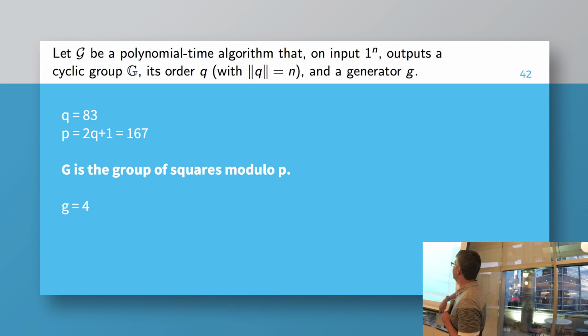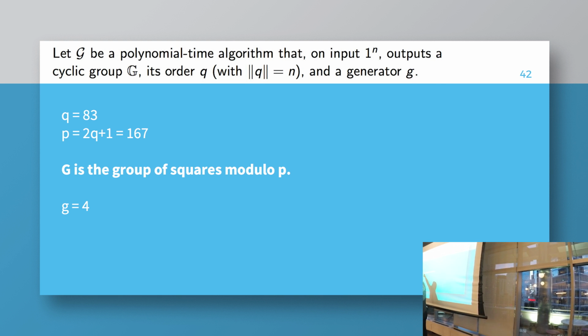So let's do the first step. What it says here is let G be a polynomial time algorithm that on input 1^n outputs a cyclic group G, its order q, where the length of q is n, and a generator g. So it doesn't really mean that much. What it basically means is we just want to generate a set of numbers that we're going to start with for our cryptography. In this case, we can pick something. I'm going to say we're going to have a total of 83 numbers that we're going to work with.